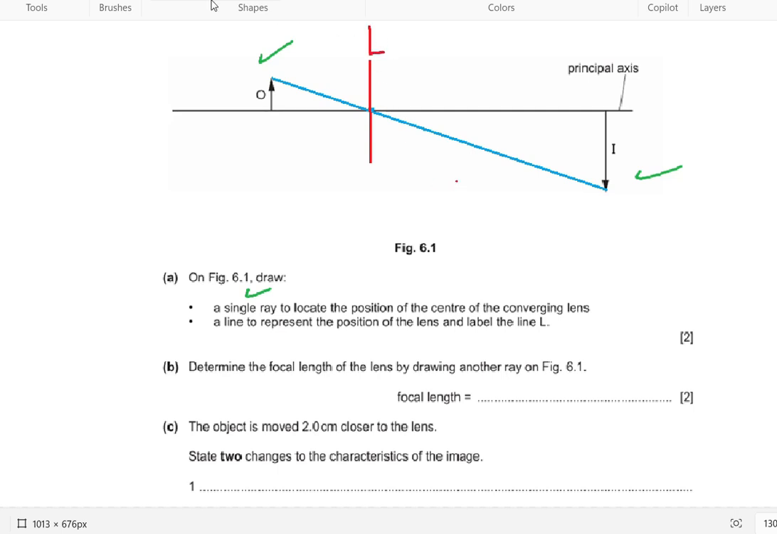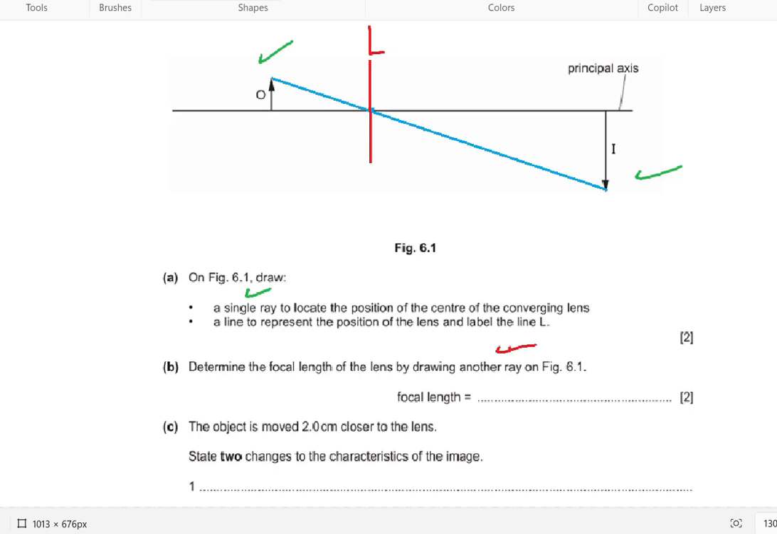This is the lens. I hope it's clear. Now they say determine the focal length of the lens by drawing another ray. Let's remember, if we want to find the image, I can draw many rays. One of them we just did in blue color.